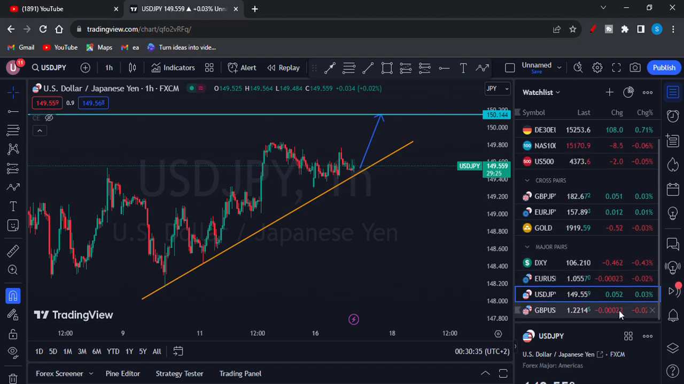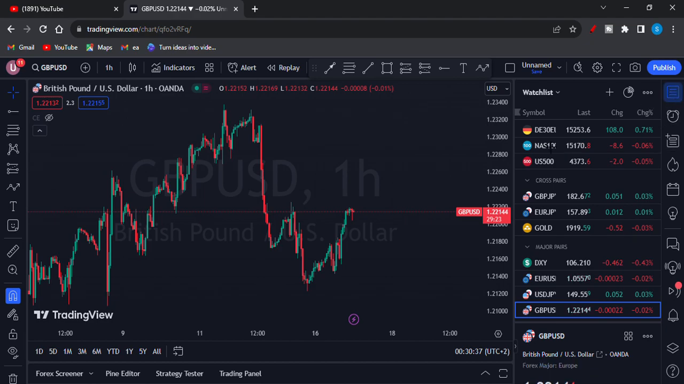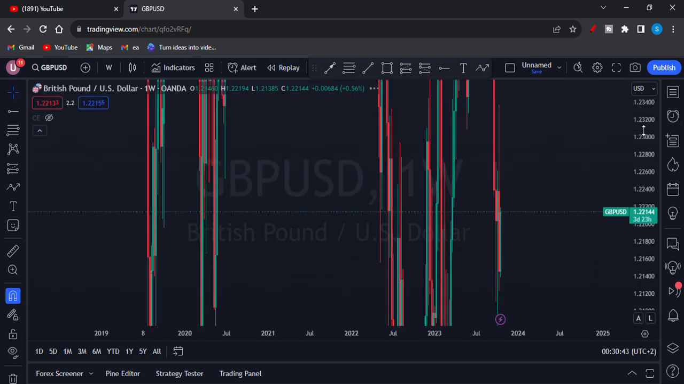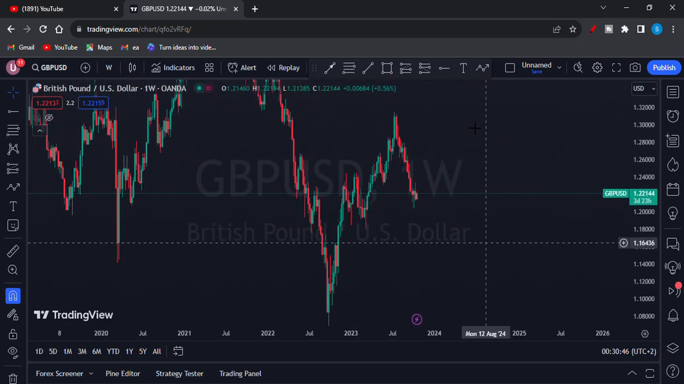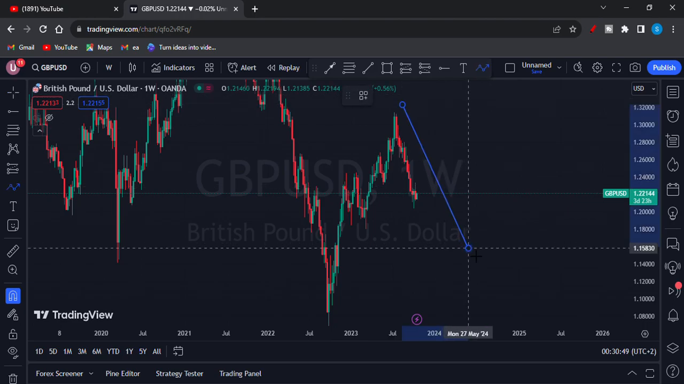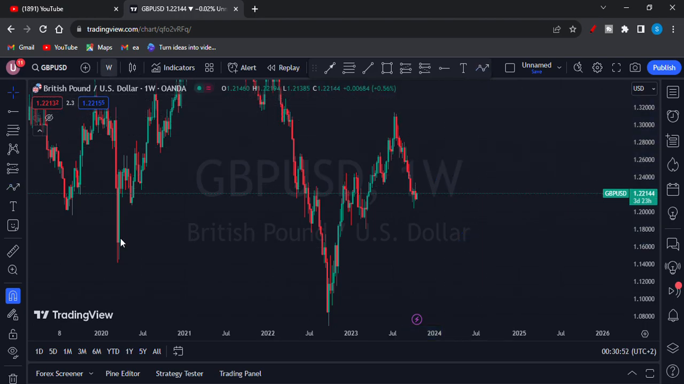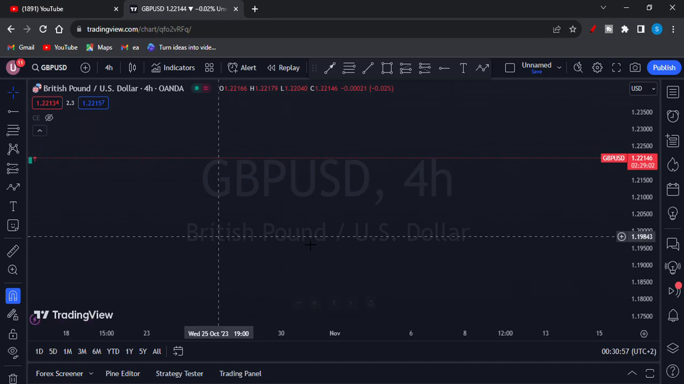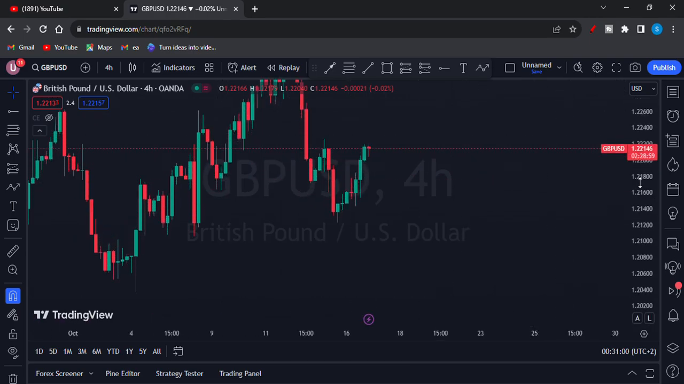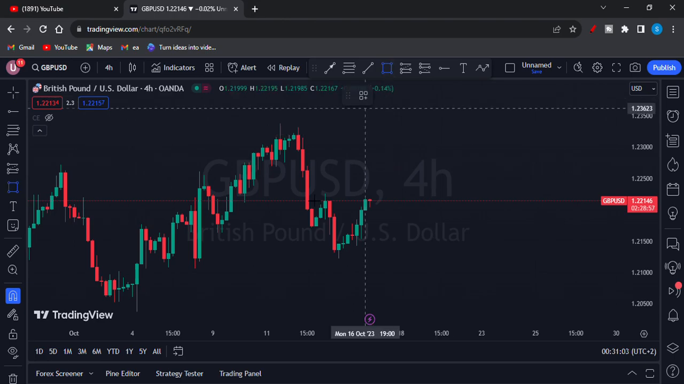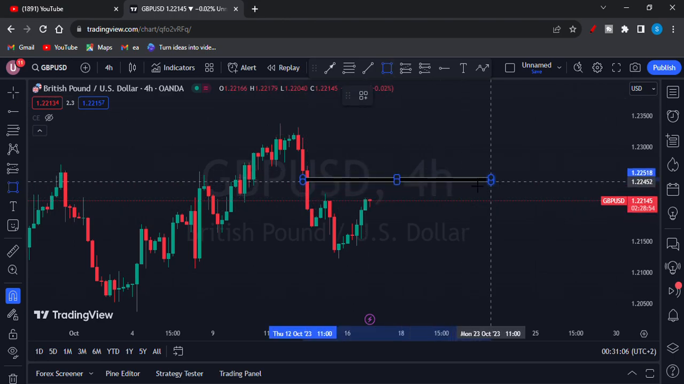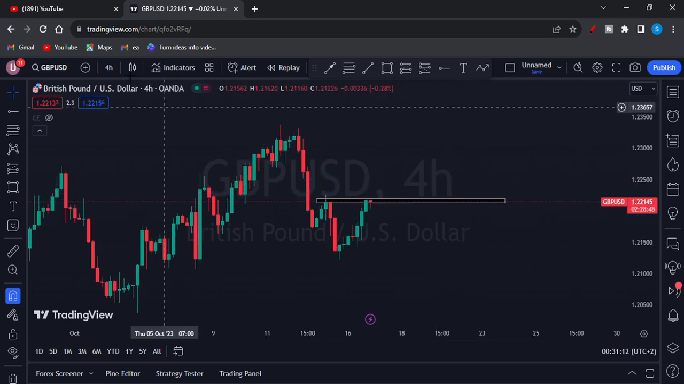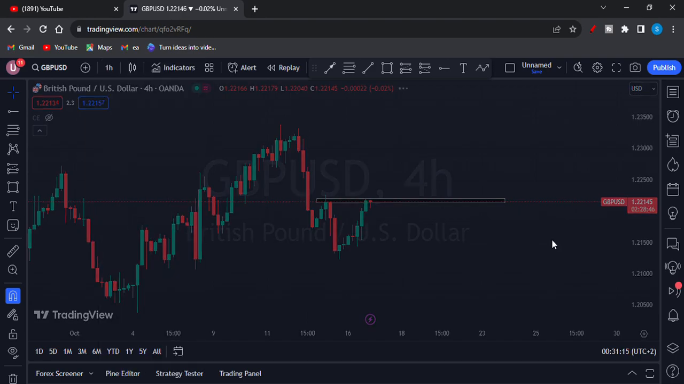And then let's go to GBPUSD. And then on a weekly, so on a weekly we are on a downtrend. And then let's go to our 4-hour. So on a 4-hour, what I'm seeing is this zone right there. And then let's go to the hourly.